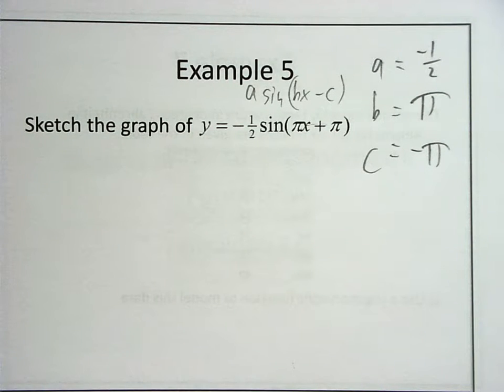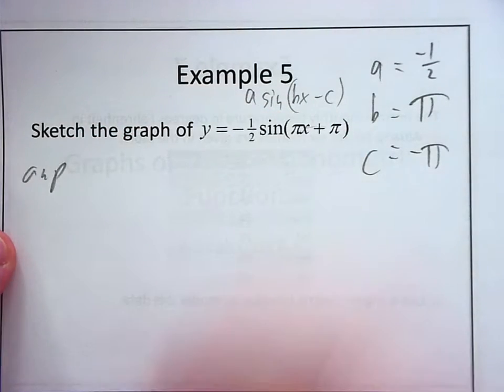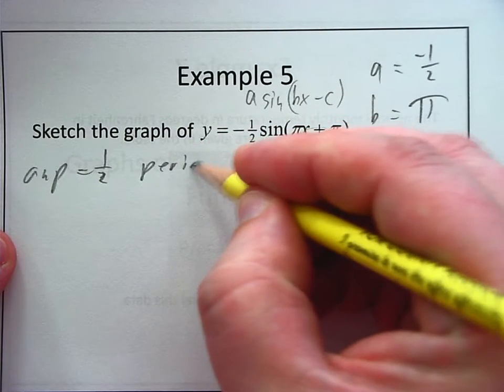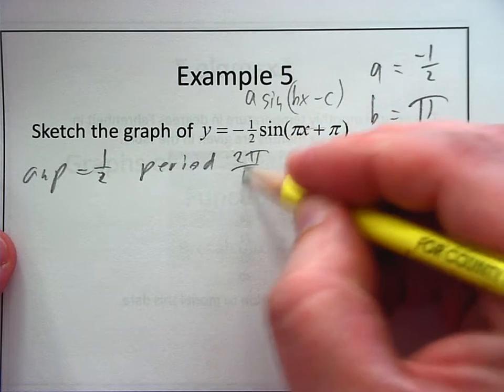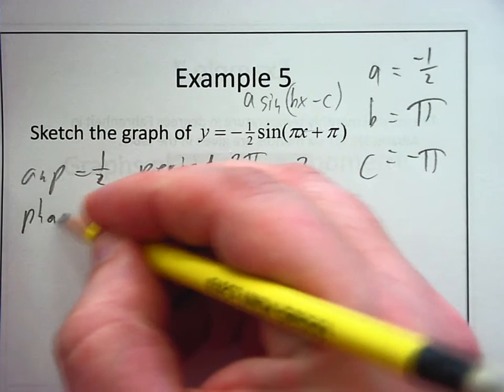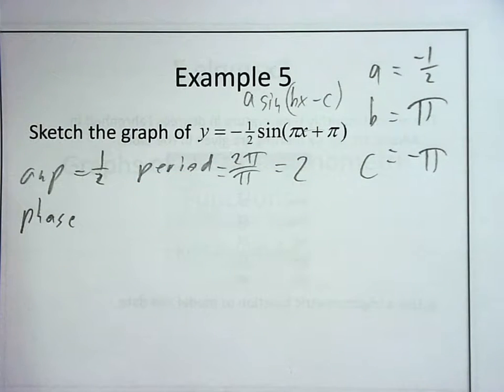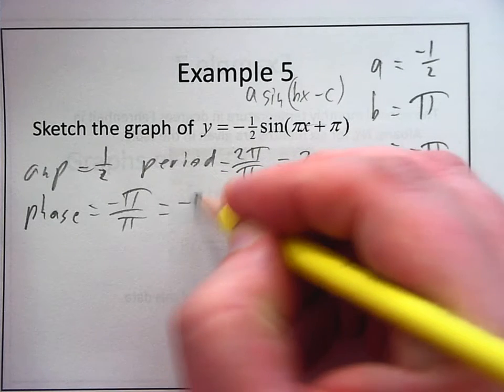So then amplitude, that's going to be 1/2. Period: 2, because you have 2 pi divided by pi, which will just be equal to 2. Phase shift: negative 1, because negative pi divided by pi simplifies out to negative 1.